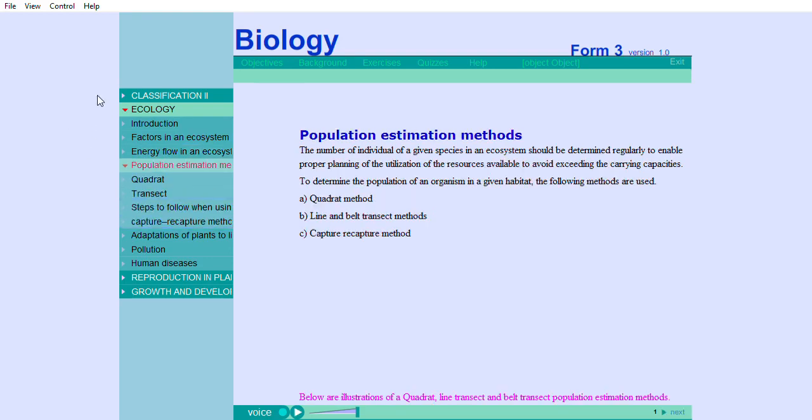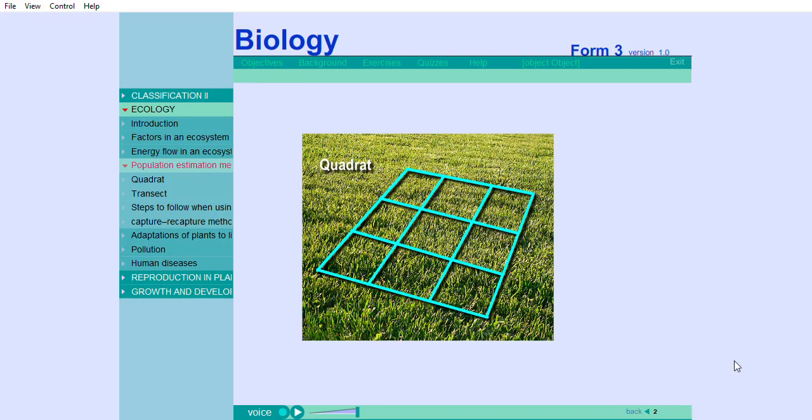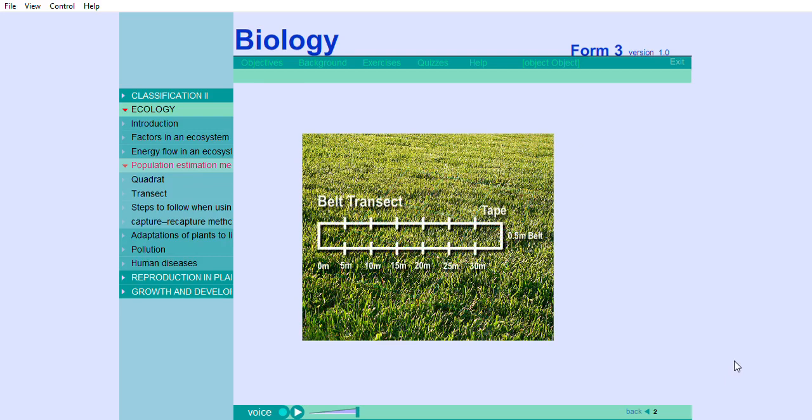Population estimation methods. The number of individuals of a given species in an ecosystem should be determined regularly to enable proper planning of the utilization of the resources available to avoid exceeding the carrying capacities. To determine the population of an organism in a given habitat, the following methods are used: quadrat, line and belt transects, and capture-recapture method. Below are illustrations of a quadrat, line transect, and belt transect population estimation methods.